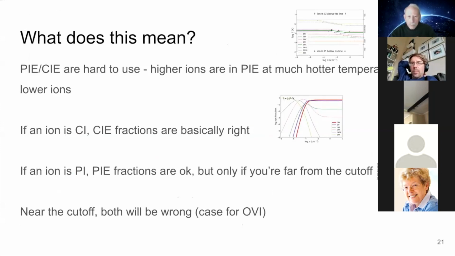So what does this mean? This means PIE and CIE are going to be kind of hard to use because higher ions are in PIE at much hotter temperatures. If your ion is CI, then your CIE fractions are okay because these are so density independent that it doesn't really have any impact. If your ion is PI, your PIE fractions might be okay, but only if you don't start off with enough collisionally ionized gas at the beginning that it affects where you end up. If it's highly dominated by PI, then your PIE fractions are probably fine. If you're near the cutoff, which is the case for oxygen 6, then both of these are going to be kind of wrong. So we're going to want to use specifically what's going on in this whole full 2D picture.